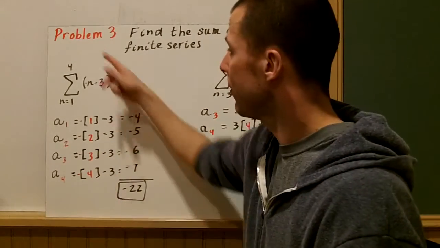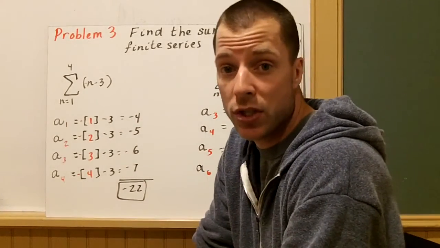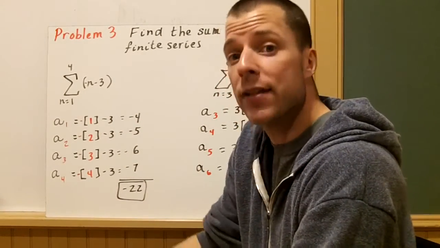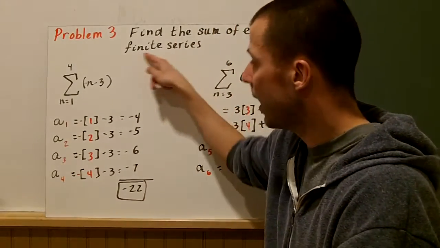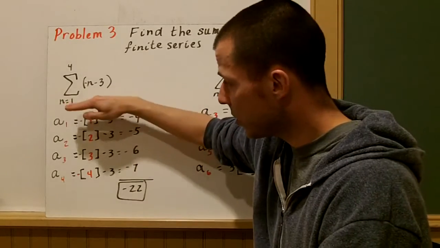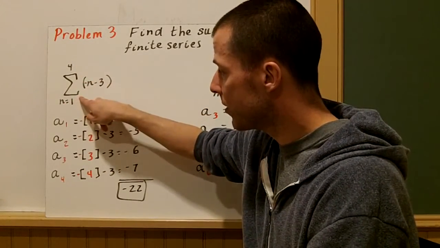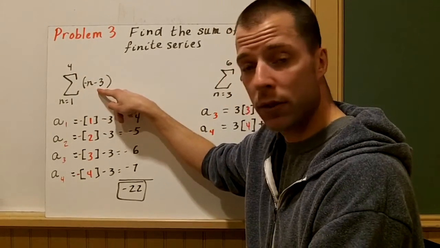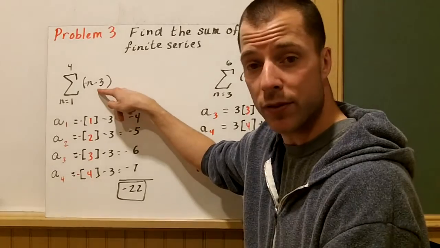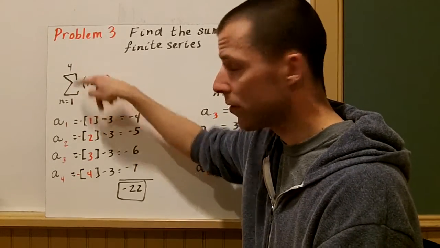Now, in problem number 3, I've given you the summation notation, and I actually want you to use what you know to find the sum of each series. So we're going to find the sum of each of these finite series. Finite because you have a start and end. So let's look at number 1. So we have the summation from 1 to 4, and there's our rule. I need to know the sum of the first 4 terms. That's what this means.